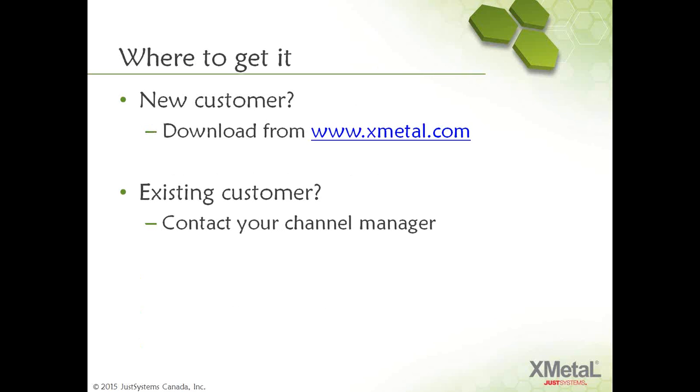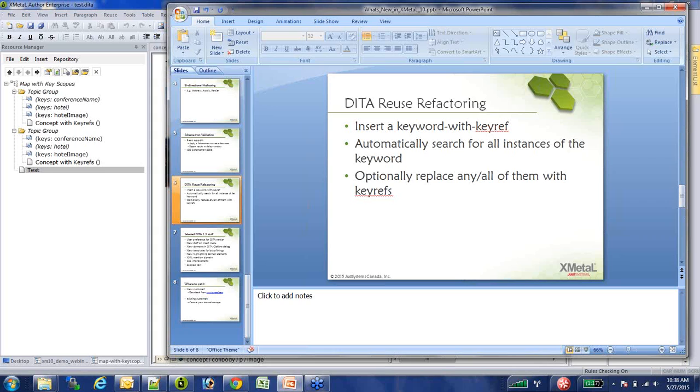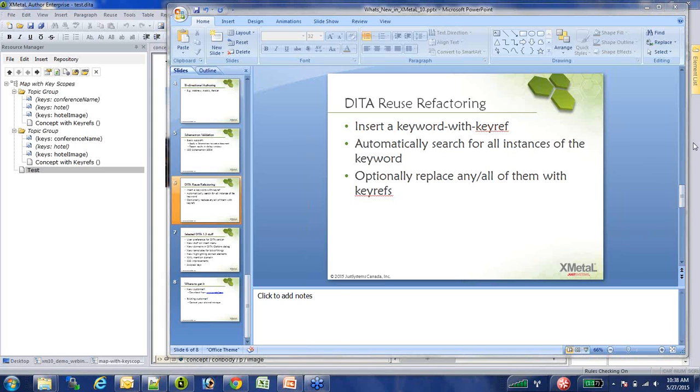Here's where to get XMetaL if you're interested in getting XMetaL 10. If you're a new customer, you can download the trial from the website. It's right there front and center on www.xmetal.com. If you're an existing customer, then you will be able to get an upgrade from your channel manager. And that's it.